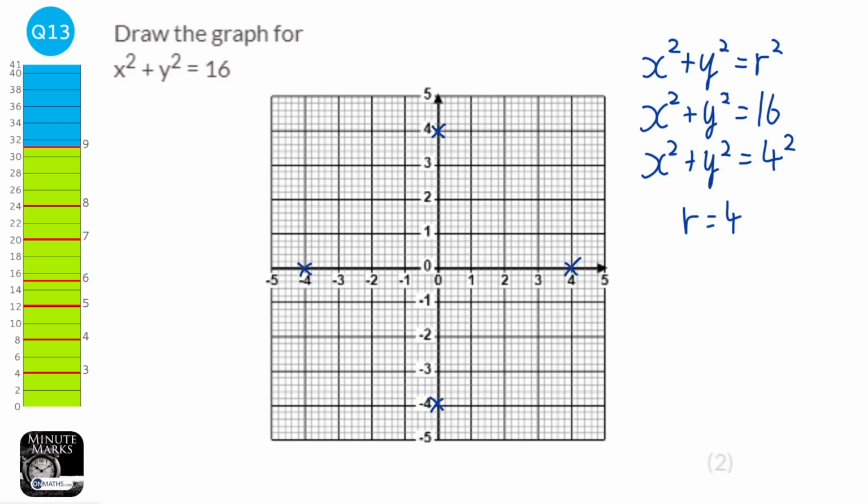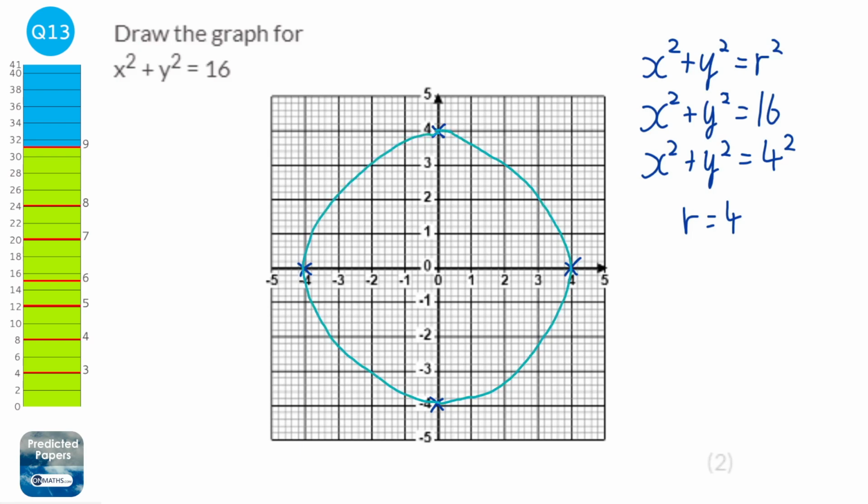Now, I am really, really bad at drawing circles, and so what I would recommend you do is use a compass and measure out 4 and join these up. I'm going to try my best. I don't have a compass that works with this graphics tablet, but I'm going to try and draw somewhat of a circle.